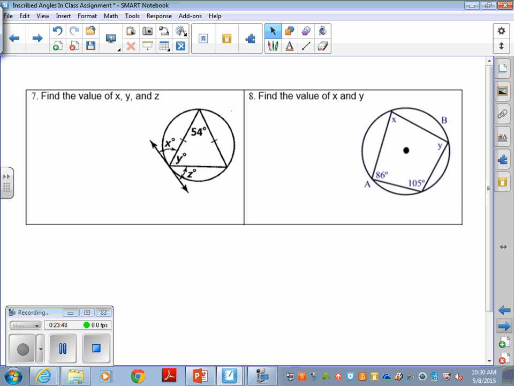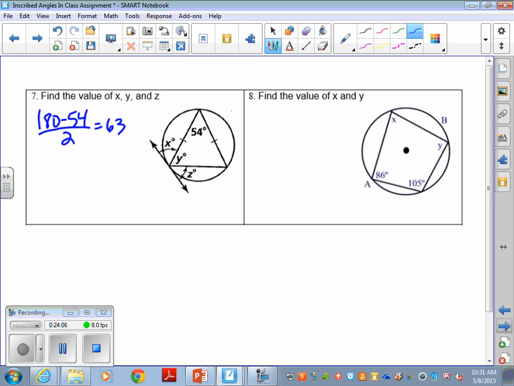Number 8 we should do, hopefully, just mentally. Let's think about where we could start on number 7. There's more than one way to start this problem. Start with Y? Okay, good. We could start with the isosceles triangle. So you said 180 minus the 54 divided by 2. So I get 63 and 63. So we know Y is 63.